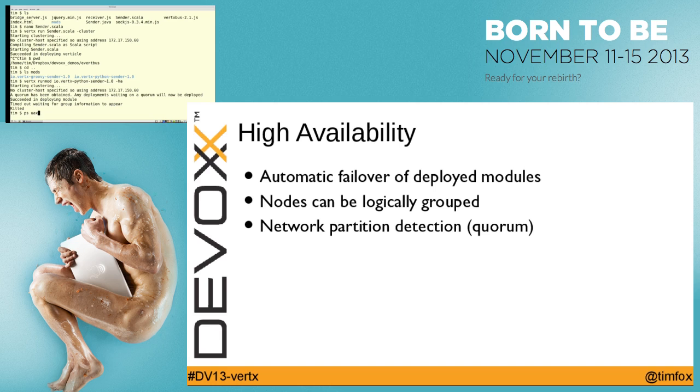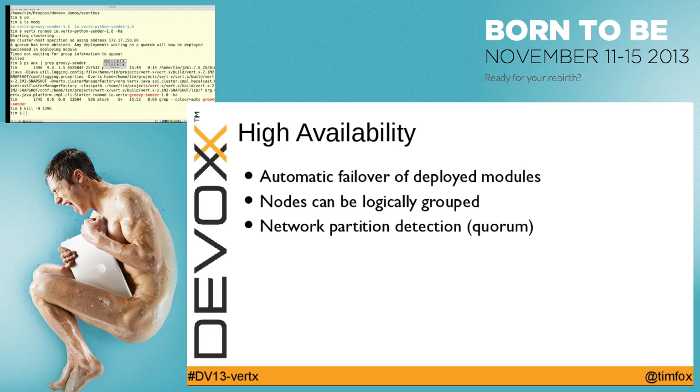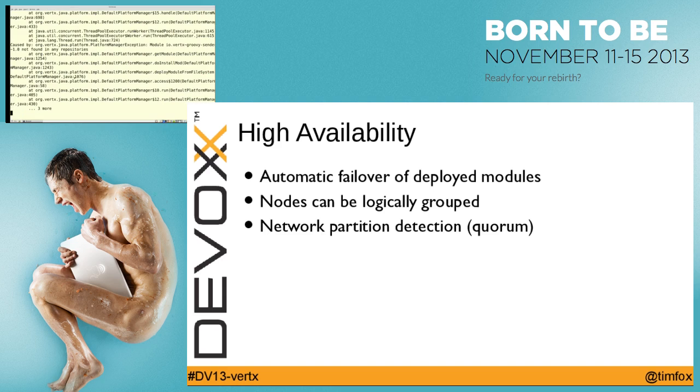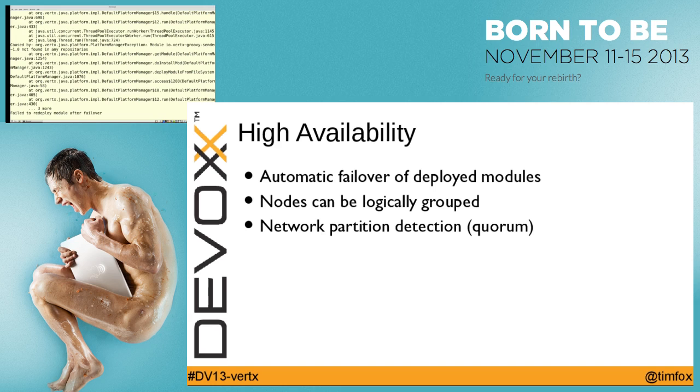So let's find, that's the one that was originally called Groovy Sender, so I can just grep for that. So let's kill that. -9, 1, 3, 9, 6. Go back to, that's killed. And this one, oh, did I spell it wrong? I think I spelt it wrong.